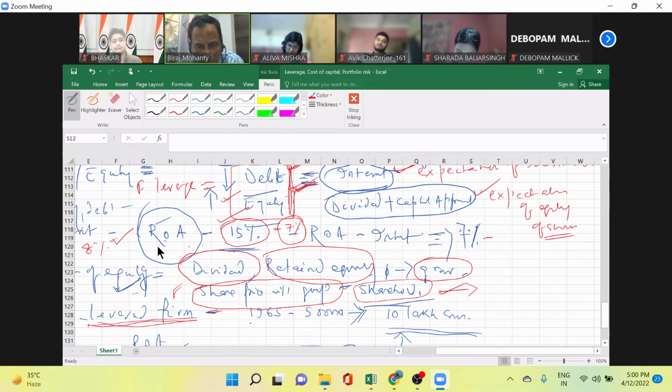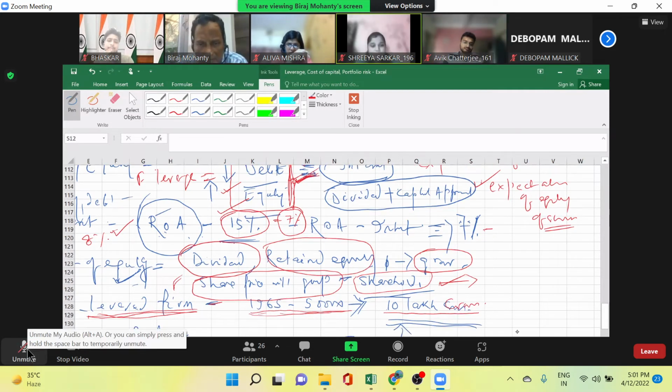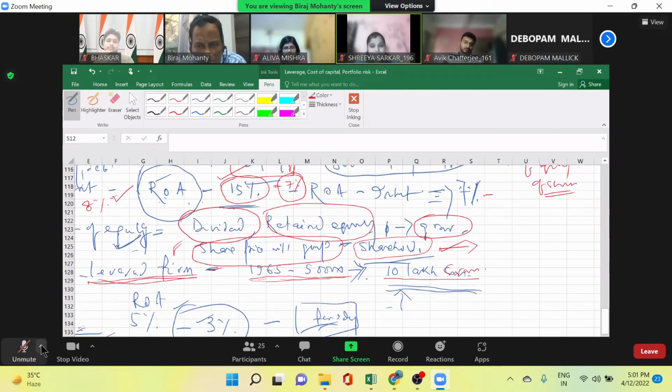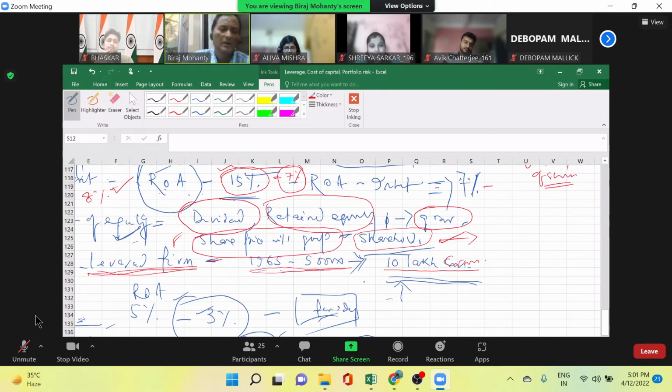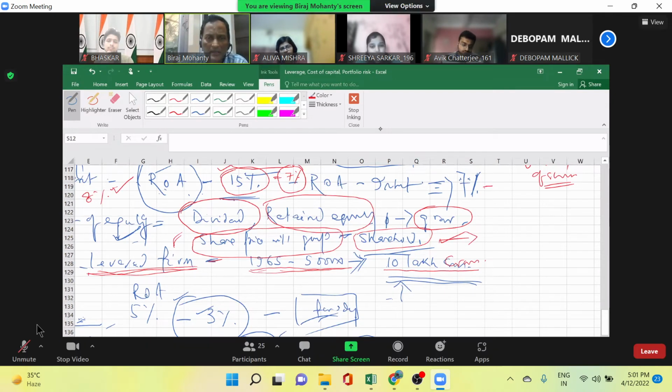So you know, in 1965, Reliance started with 50,000 rupees only. What is the market capitalization now? 10 lakh crores. True or not? How has it grown? It has grown only through debt. Not only through debt, primarily through debt. It has increased. It has gone up so high. Got it?